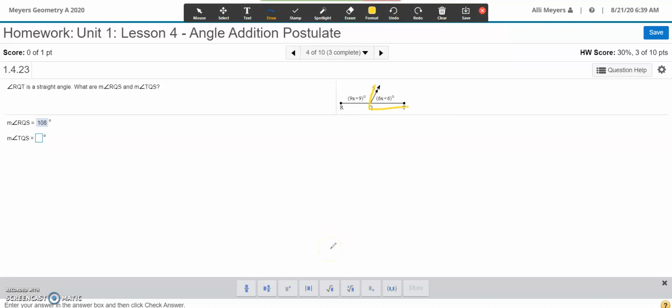TQS is this side, TQS. So I got to do 6 times 11 plus 6. So that would give me, what, 72?